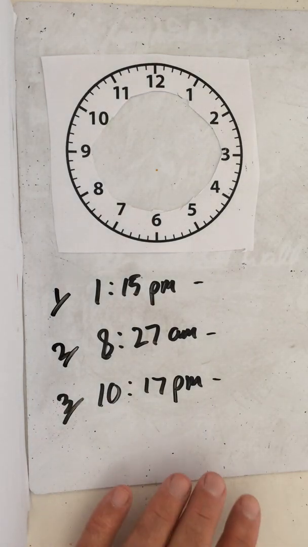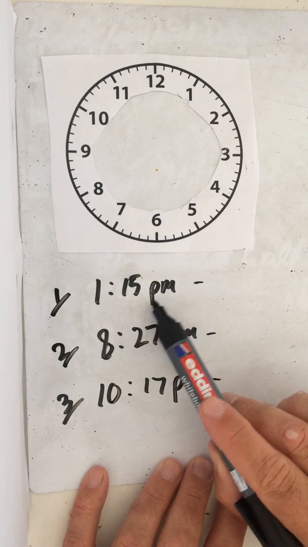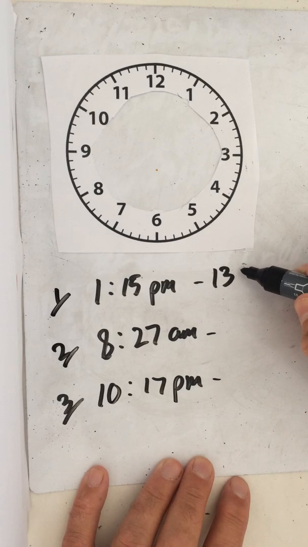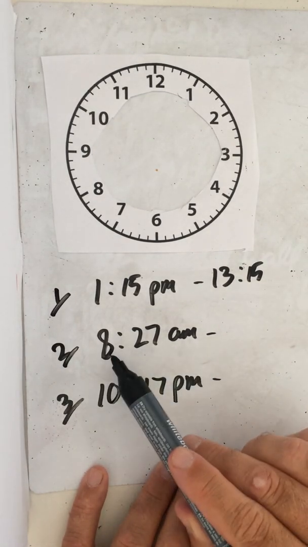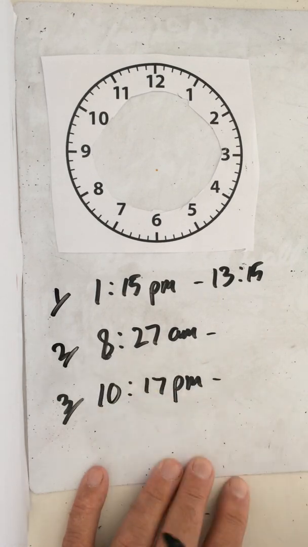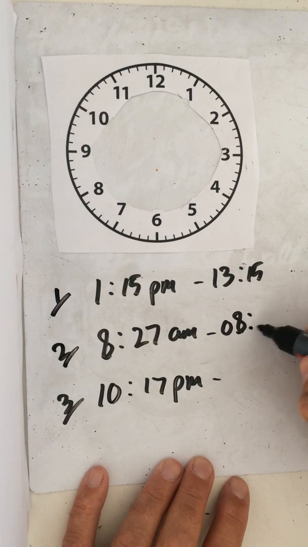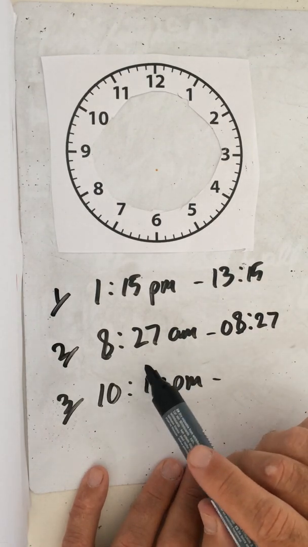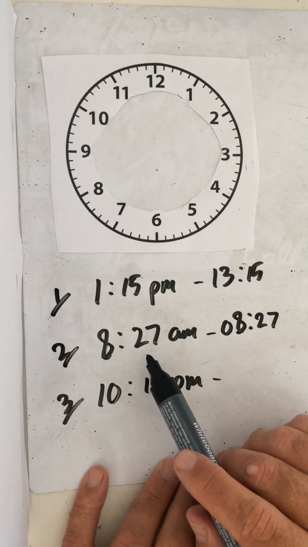Okay, hopefully that was okay. Look, this is the PM, so I'm going to add 12 to that, and it becomes 13:15. AM, I'm just going to leave the same, but I have to put the 0, so 08:27. That tells me it's in the morning. This is when you'd be having your breakfast, getting ready for your school work, or perhaps even heading into school.